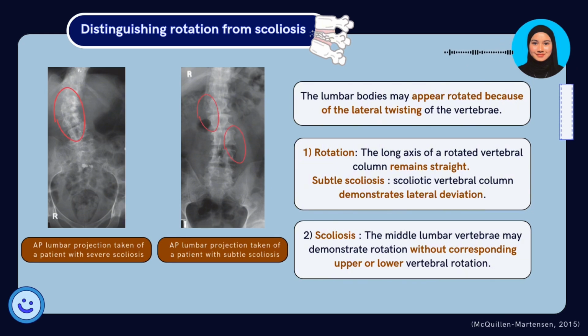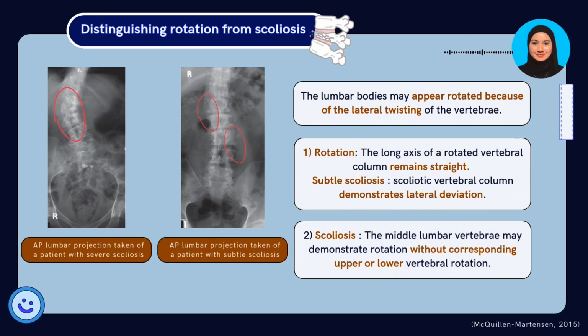First, spinal alignment. In cases of true patient rotation, the long axis of the vertebral column remains straight. It does not deviate laterally. In contrast, scoliosis presents with a lateral deviation of the vertebral column, giving the spine a curved appearance.